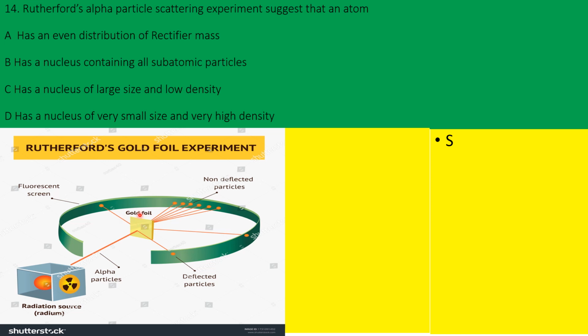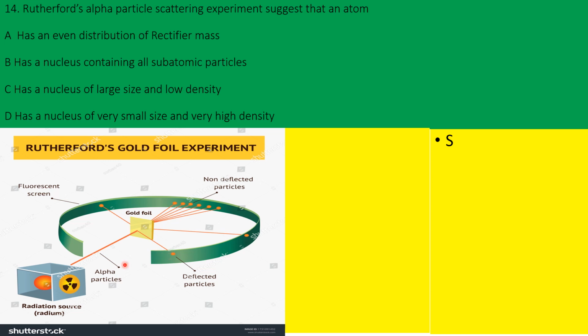Good. So we notice that if we make this incident and many of them go through, then you have many dots behind the gold foil, and that's actually what happened. You have a few other dots at very extreme angles, and that tells you a lot of things. Many of the alpha particles went through, so an atom must be made up of largely empty space, right? So the nucleus must be very small in size and very high density. The few that struck the nucleus got reflected at very large angles.